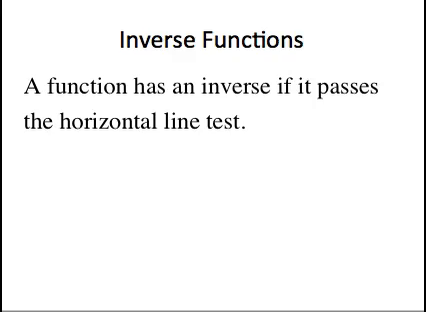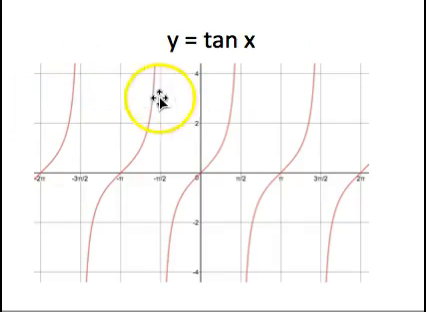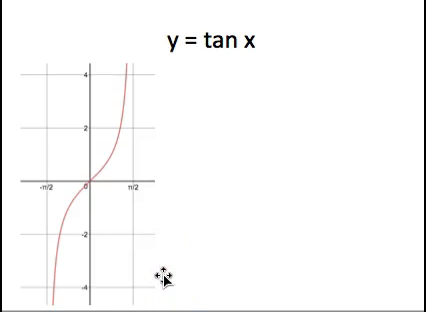Recall that a function has an inverse if it passes the horizontal line test. So a horizontal line can only cut the function in one point if it's going to have an inverse. But the tangent function is such that any horizontal line will cut it in multiple points. So we have to ask ourselves what part of this function would pass the horizontal line test. Let's look at this primary period. If we just focused on this, that would pass the horizontal line test. So this portion of the tangent function would indeed have an inverse.